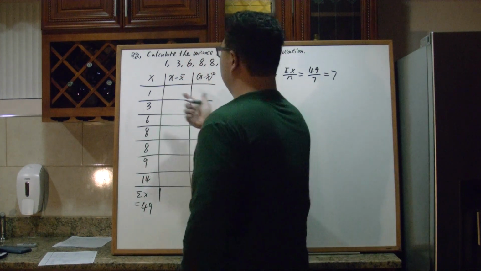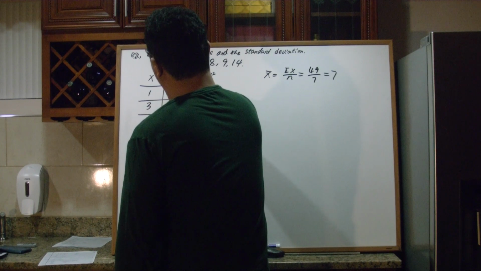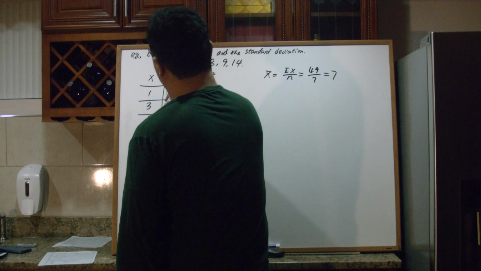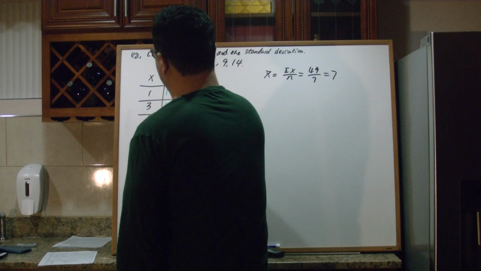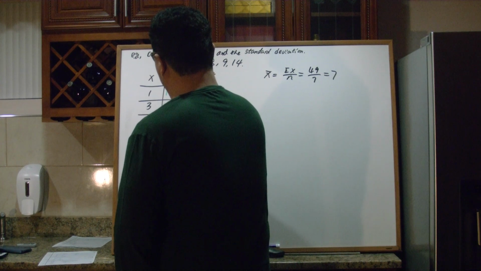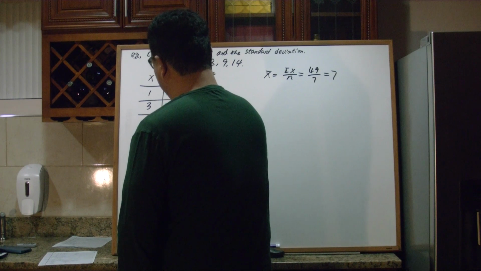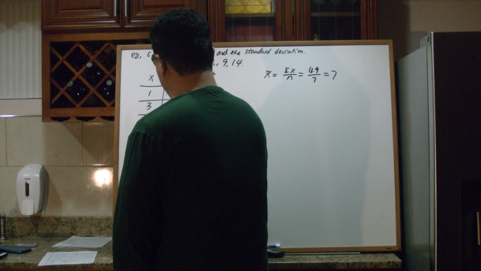For the second column here, we take the difference. 1 minus 7 is negative 6. 3 minus 7 is negative 4, and so on. 6 minus 7, negative 1. 8 minus 7 is 1. 9 minus 7 is 2. 14 minus 7 is 7.